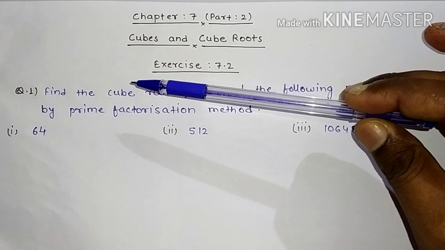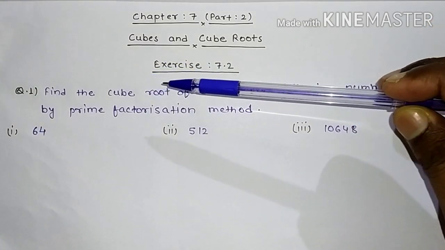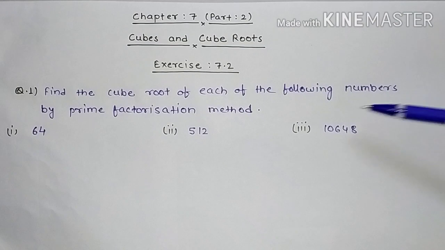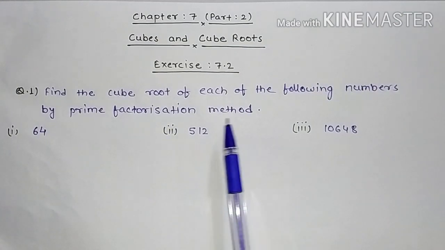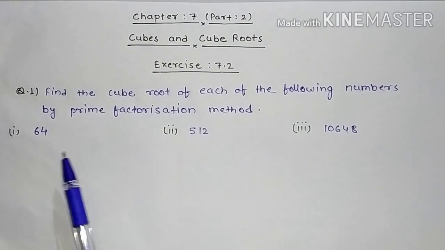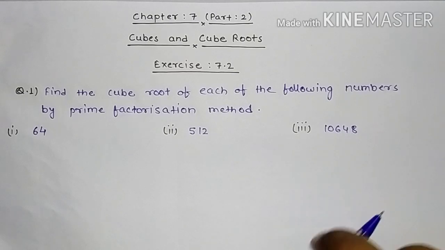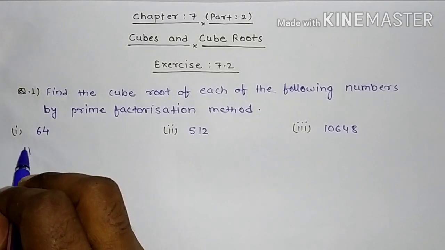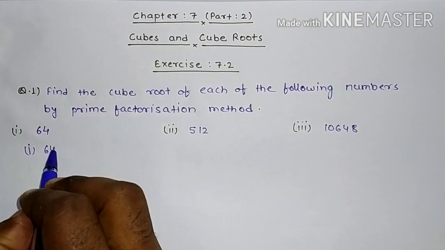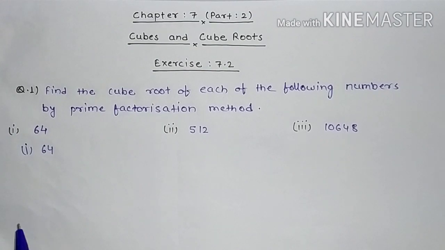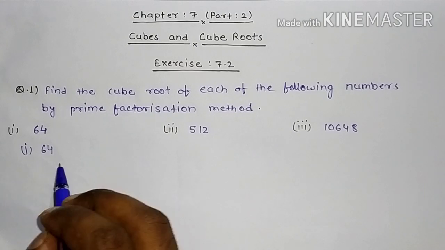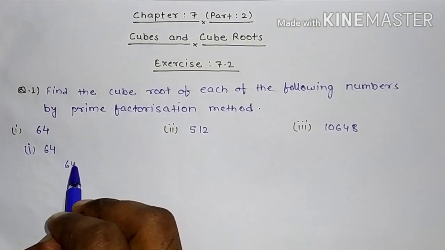Now question number 1. Find the cube root of each of the following numbers by prime factorization method. Here some questions are given. The first question is 64. Here we have to find the cube root of 64. So first of all, we have to find the prime factors of 64.